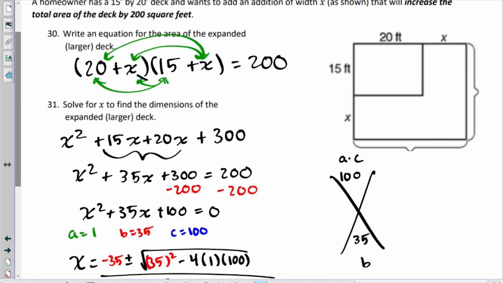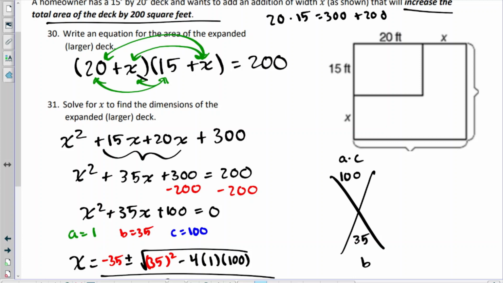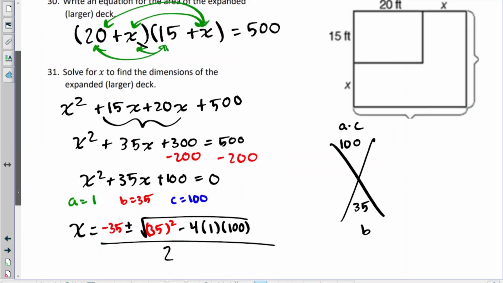Oh, I read the problem wrong. It's going to increase the total of the area by 200. So this isn't equal to 200. It's equal to 20 times 15, which is 300, plus 200, which means that my total area is 500. I'm sure someone was staring at the screen or yelling at the screen doing that. Which means on this side, I have 500. Yeah, this is going to work out better, I think.